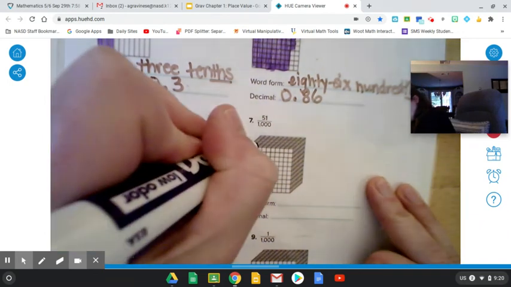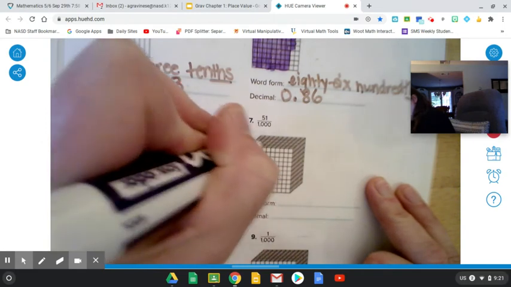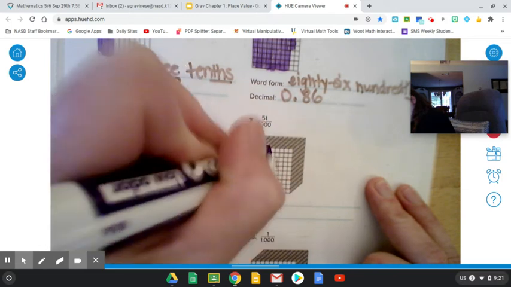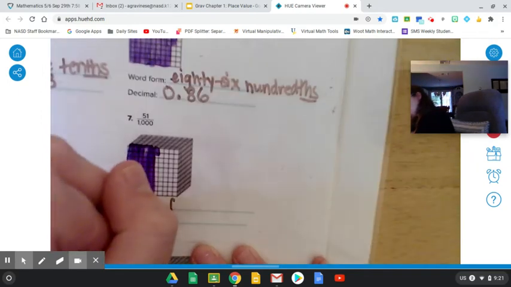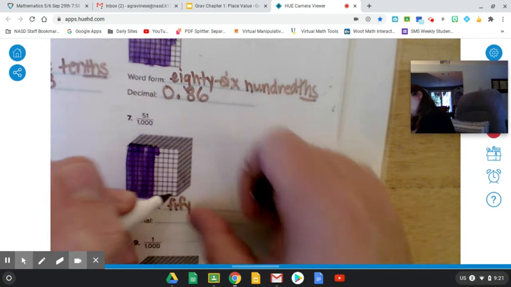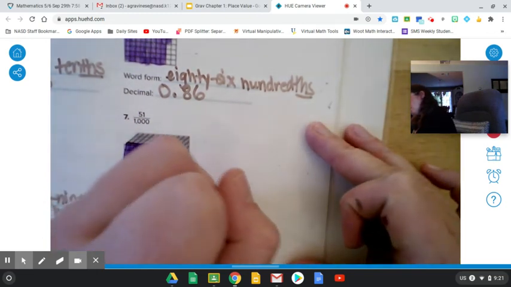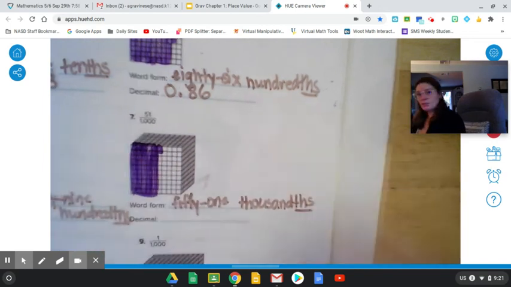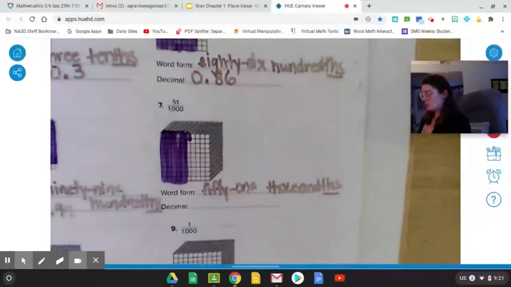So let's shade in 51 of these thousandths. I'm going to still count by tens. There's a column of 10, 20, 30, 40, 51. In word form, I write it out as 51 thousandths, THS.